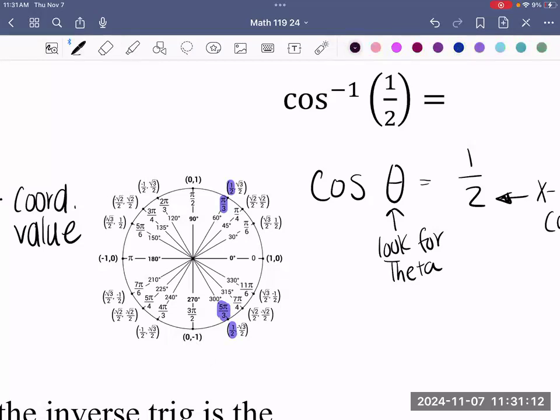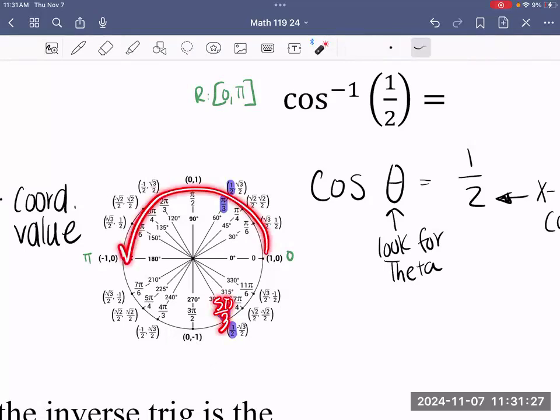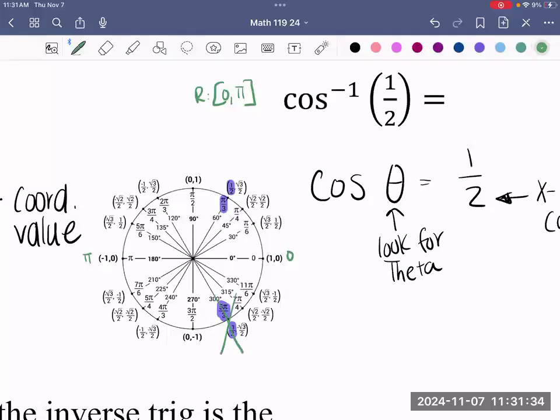But keep in mind your restrictions when it came to your cosine inverse. We said your range has to be between 0 and π, meaning that here we have 0 and here we have π. And this 5π/3 has now gone past this π and this 0. So that just means that this one is not going to work, meaning the only place under this restriction for theta to be is at π/3.